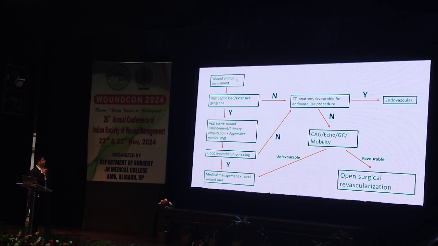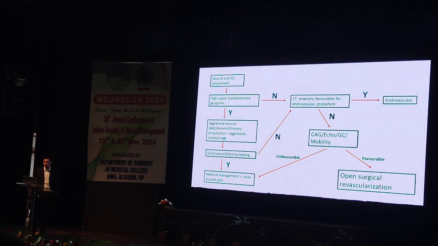First of all, when a patient presents, we go for wound assessment and the assessment of the general condition of the patient. If the patient is having a very high septic load or a very extensive gangrene, then if it's not the case and he's having only a very small lesion, then we go for a CT. If the patient is having a very high septic load and extensive gangrene, then we go for aggressive wound debridement or primary amputation, depending on how the wound is and how we discuss it with the family, and definitely aggressive medical management, including control of diabetes, hypertension, and other comorbidities.